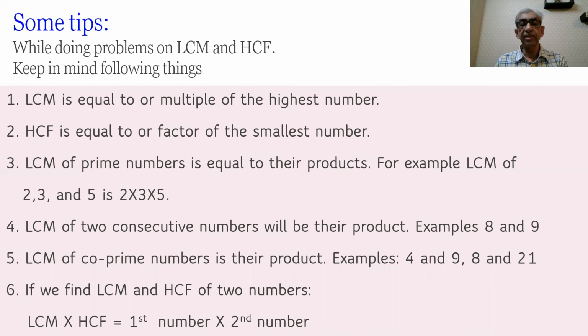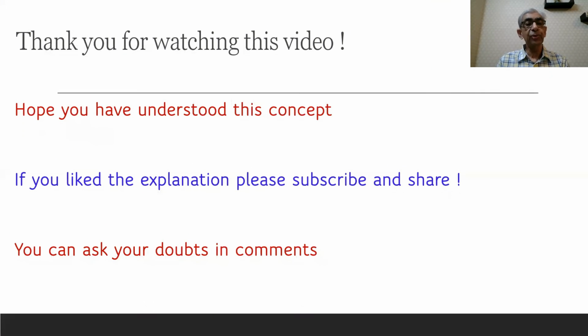If we find LCM and HCF of two numbers, LCM multiplied by HCF is equal to the first number multiplied by the second number. So if we know two numbers and HCF, we can find out LCM. If I know two numbers and LCM, I can find out HCF. Or if I know LCM and HCF and one number, the second number can be found out. I hope you have understood the concept.